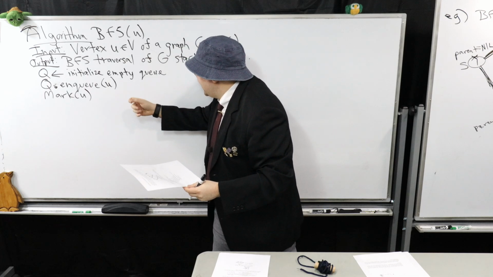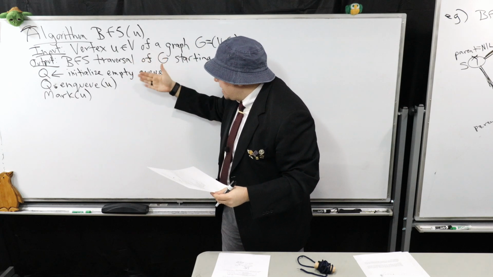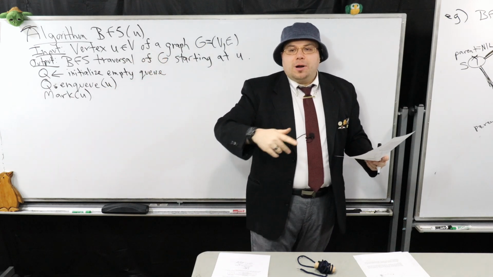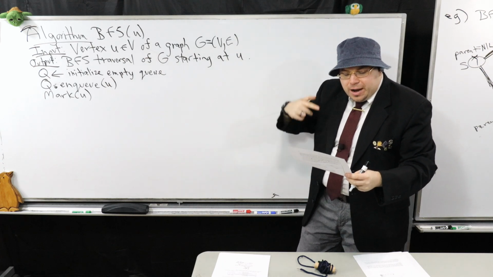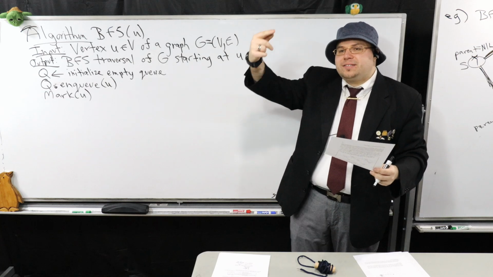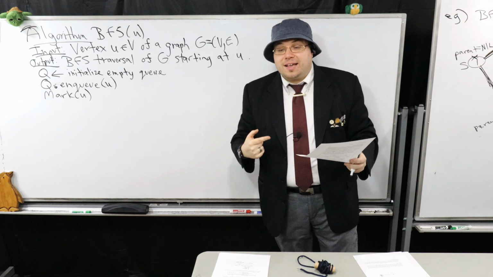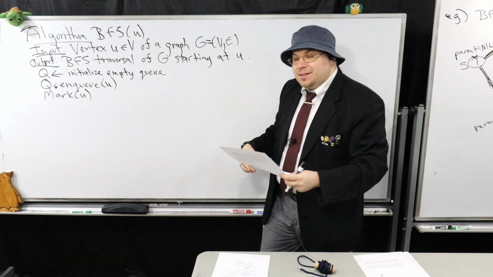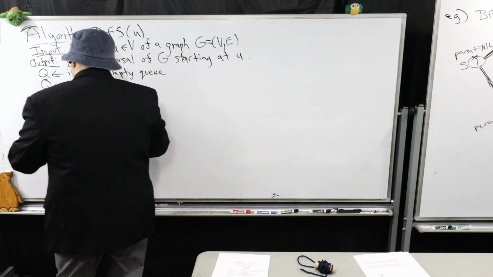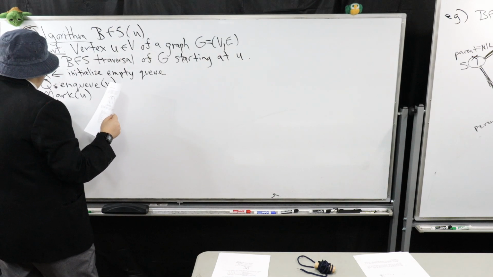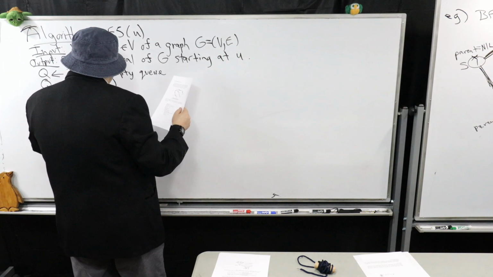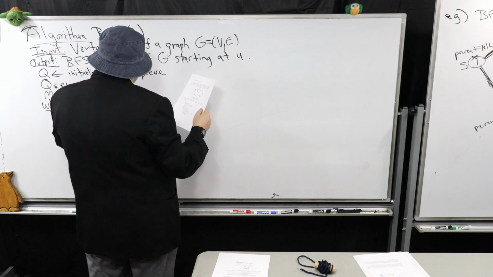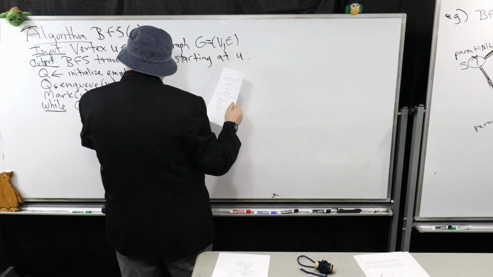So this is how I first get that initial setup, where I put the starting vertex into the queue, and now this is where everything's going to start up. You're going to notice that we keep doing this process until the queue is empty. So we're going to have a while loop. While the queue is not empty, we're going to do the following.